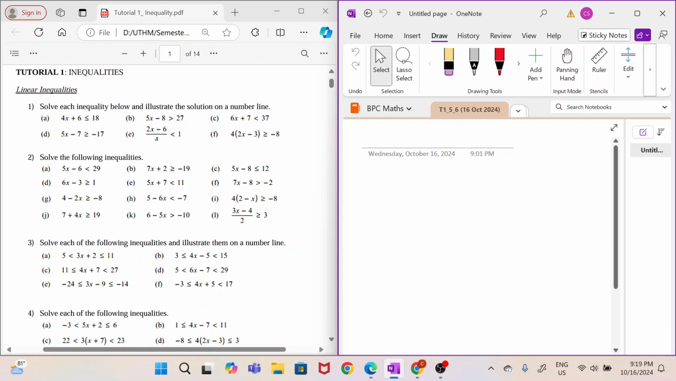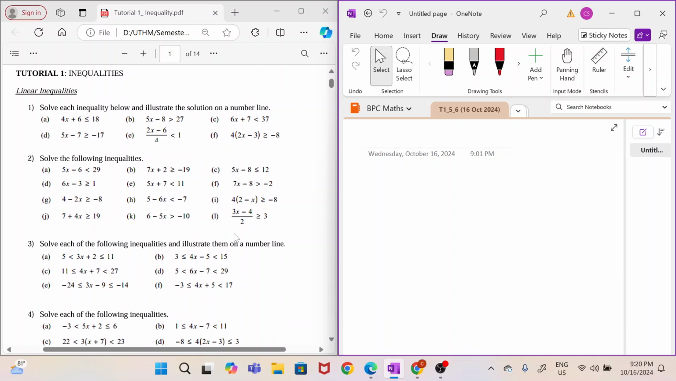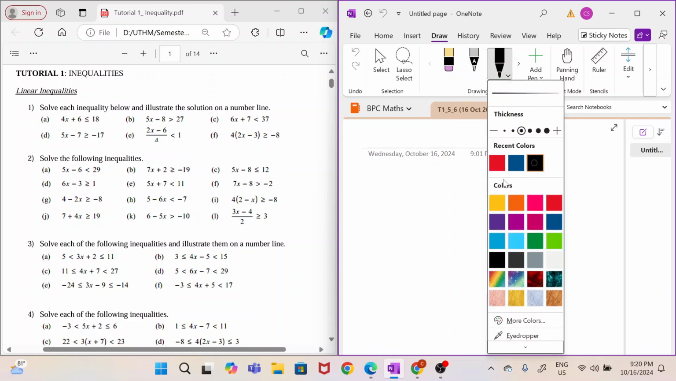So today basically we finish our first chapter, and today we're going to do some tutorial here. So I won't do all the questions, because if I do one, then the rest you must be able to do. Okay, so first one is a linear inequality.